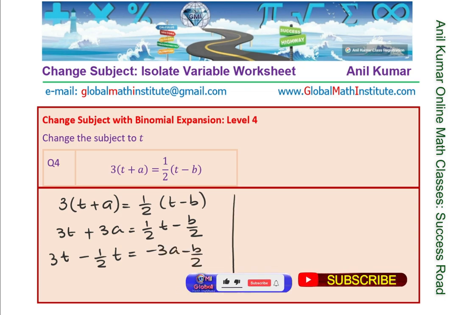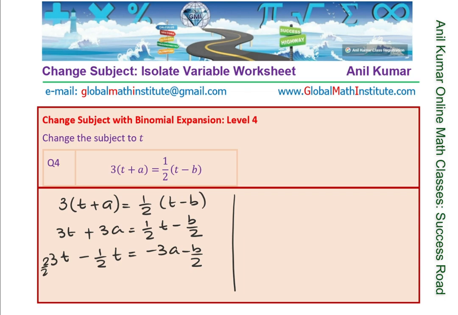Now 3t minus half t is what? So take common denominators and then you can do it. So taking a common denominator, we can multiply this by 2, right? So 6t over 2. You can see that. So we have a common denominator of 2. So we have 6t minus t on the left-hand side, and on the right-hand side we have minus 3a minus b by 2. 6t minus t is 5t, right? So it is 5t over 2 equals minus 3a minus b by 2.